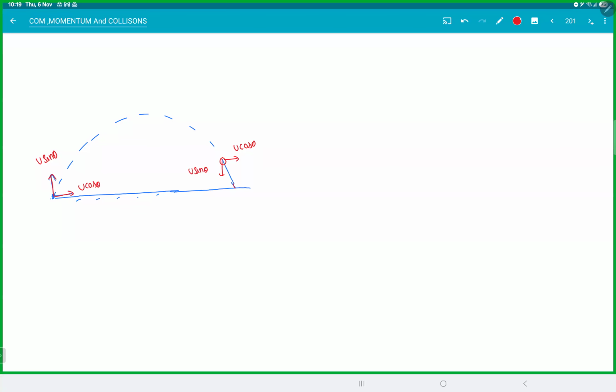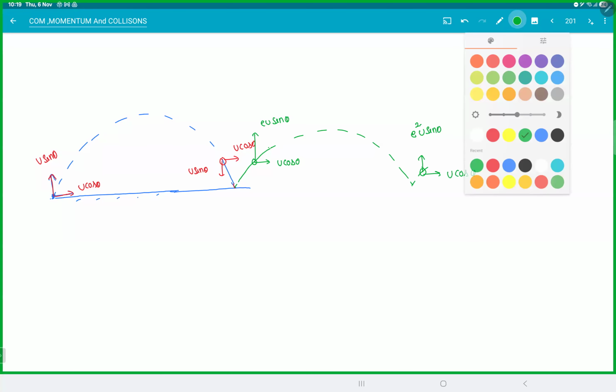And just now we saw, after collision, what will happen to your velocities? After collision, this will become U cos theta, and the vertical component becomes E U sine theta. So every time you hit the floor, your velocity becomes E U sine theta. And then when you come and hit the floor again, this velocity becomes E times E U sine theta, that is E square U sine theta. The horizontal component is unaffected. So only your vertical component keeps getting multiplied by E.